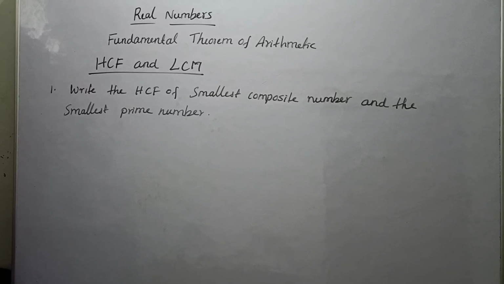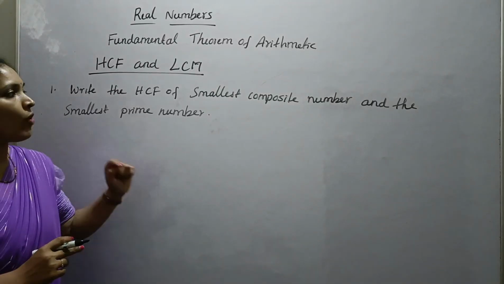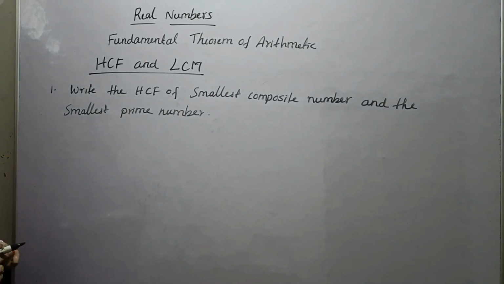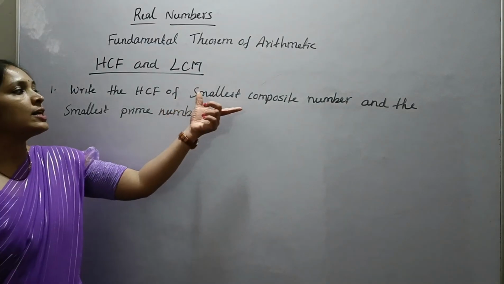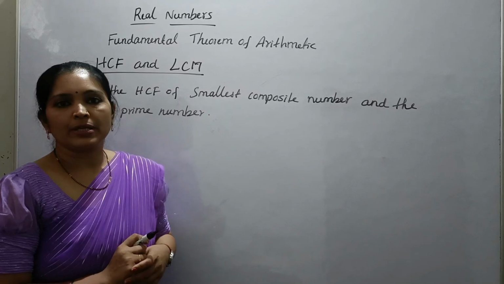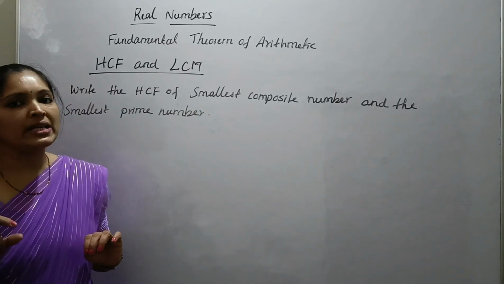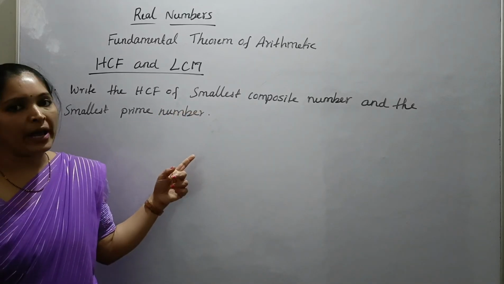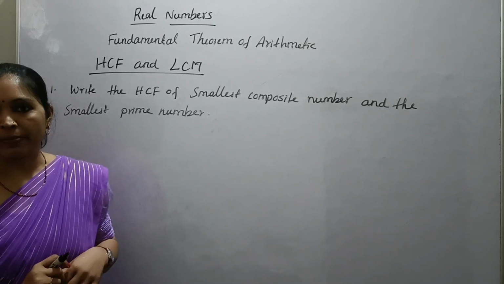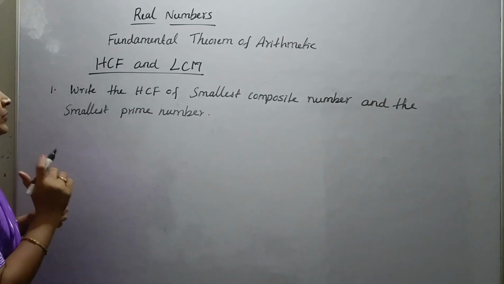Next, a very important question, CBSE 2008 question. Write the HCF of the smallest composite number and the smallest prime number. Here we have to find the HCF of two numbers. Smallest composite number: is it 1? Not 1. 1 is neither prime nor composite. 2 is a prime number, 3 is a prime number, 4 is a composite number. So the smallest composite number is 4.